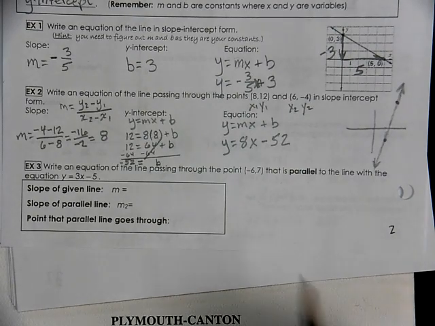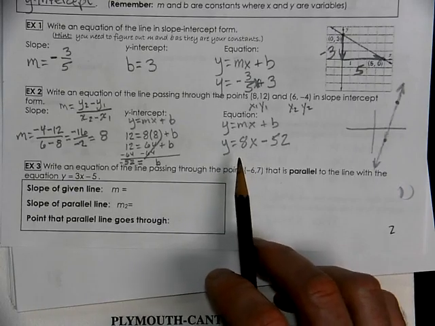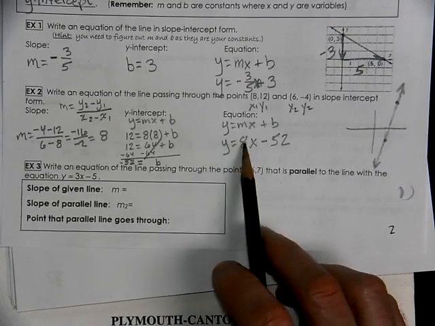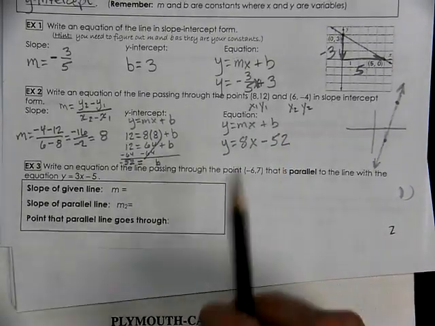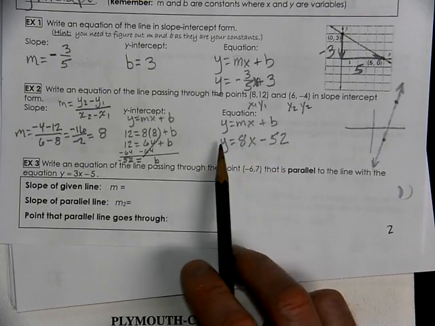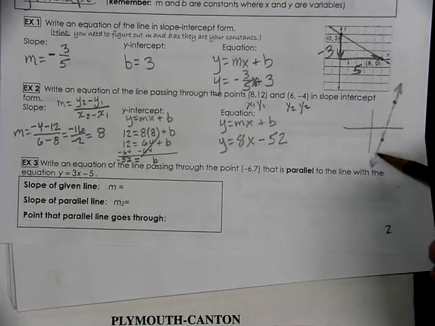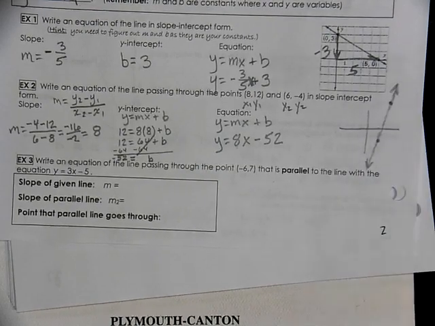Notice that our equation needs an x and a y. That's an equation. You're going to have your constant numbers for your slope and your y-intercept. Those aren't going to change for this problem. They're always going to be 8, negative 52. But the x and y change depending where you are along the path.